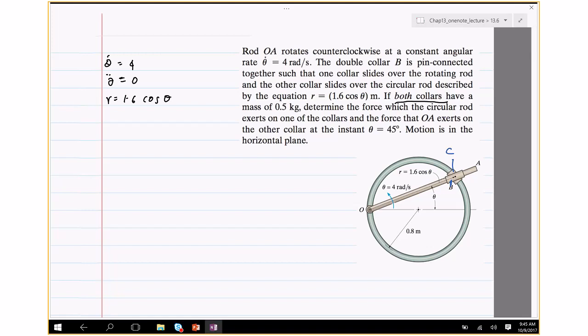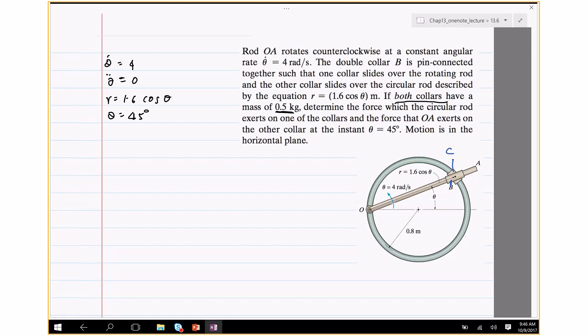rod. If both collars have a mass of 0.5 kilograms, determine the force which the circular rod exerts on one of the collars and the force that OA exerts on the other collar at the instant when theta is 45 degrees. So theta is 45 degrees. You're going to find the forces of interaction between the two collars and rod OA and the circular rod. Okay, so you're given r as a function of theta. You're told to find forces.